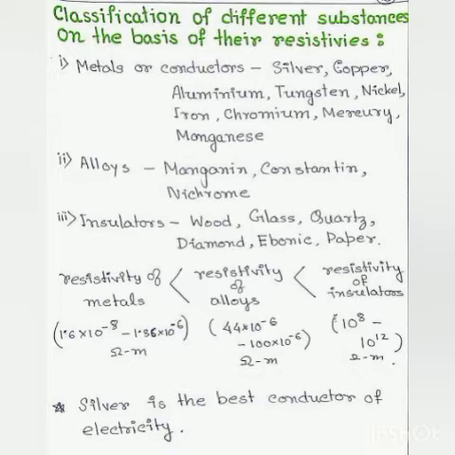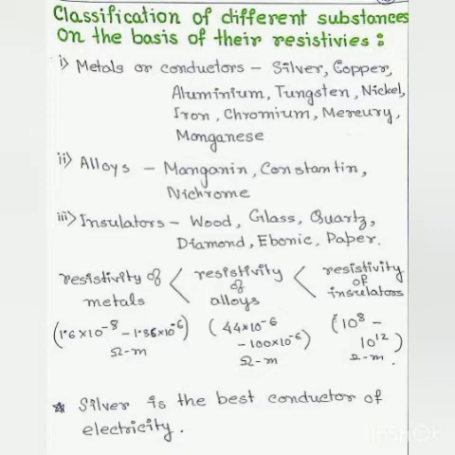See, the range of the resistivity of metals is from 1.6 × 10^-8 to 1.86 × 10^-6 ohm meter, whereas the resistivity of alloys is 44 × 10^-6 to 100 × 10^-6 ohm meter, and for insulators, resistivity is from 10^8 to 10^12 ohm meter.